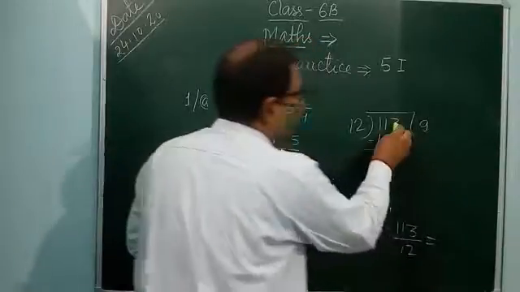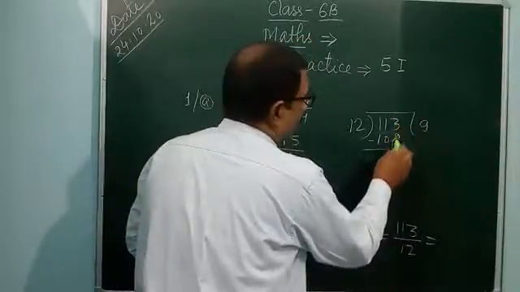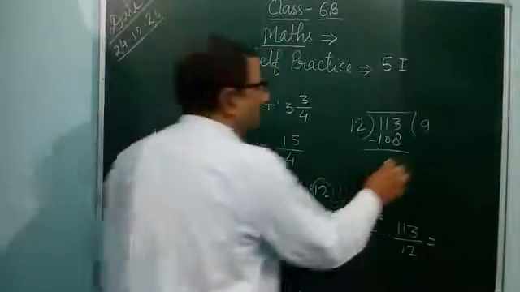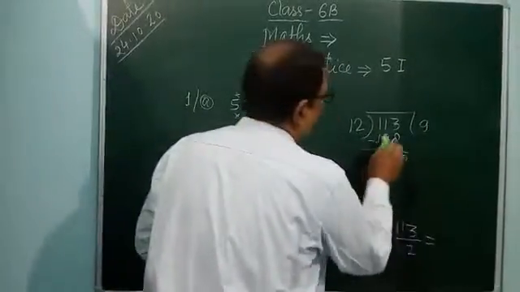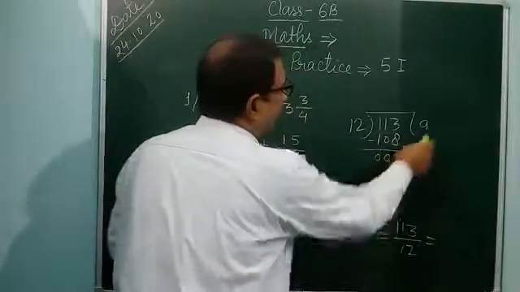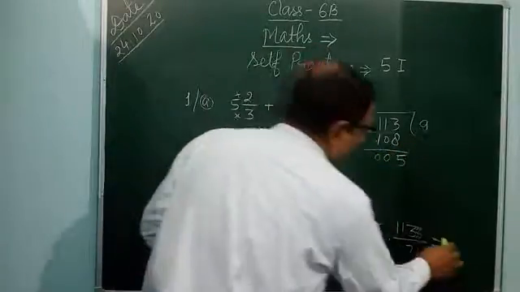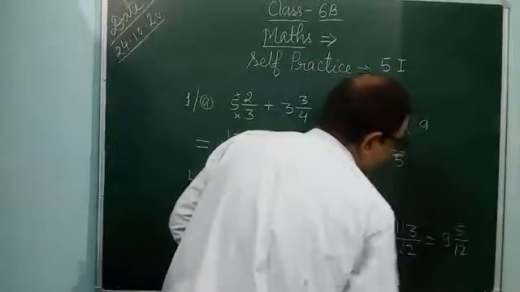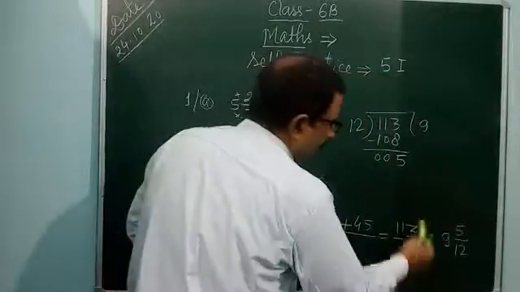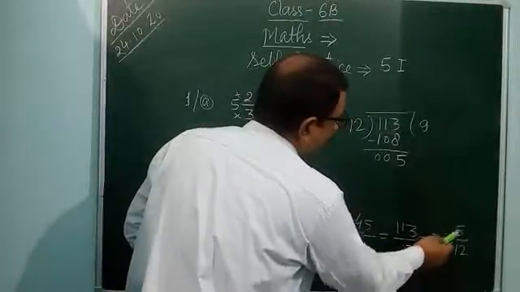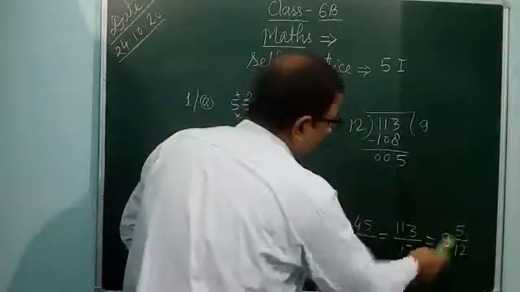After that 13 minus 8, 5. Here 0 and here also 0. So 5. 9 and 5 by 12. You can write 9 and 5 by 12. Check one time. 12 nines are 108, 108 and 5, 113 by 12.